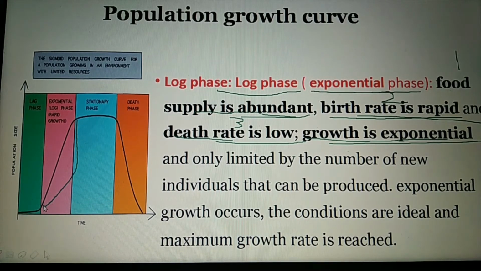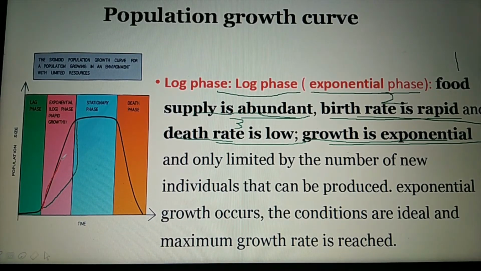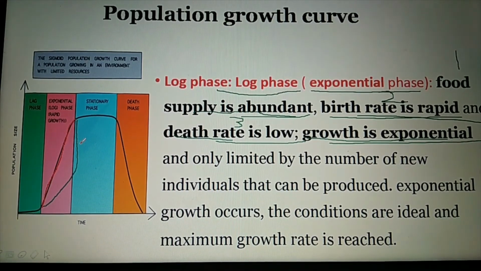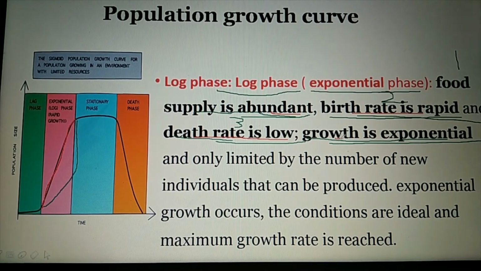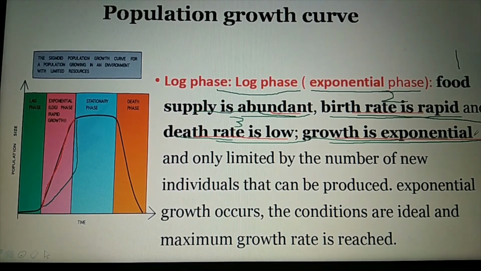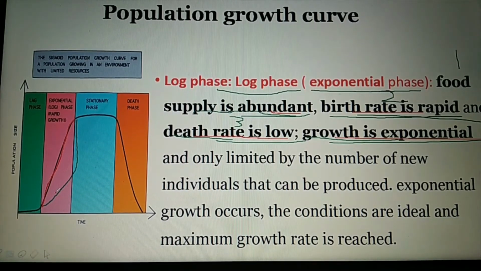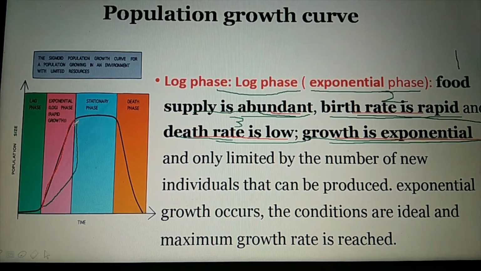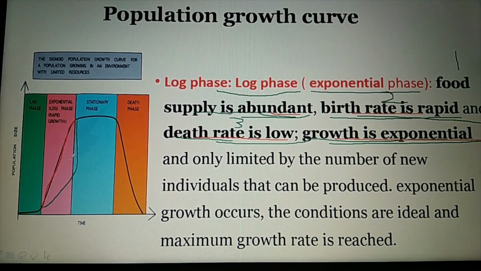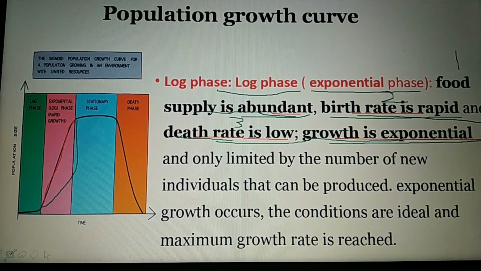If you look at this graph, I already highlighted the phase. This phase is known as the exponential phase, E for exponential. And in this phase, what do we have? There is abundant food supply. Number one, the birth rate is rapid, very fast, and the death rate is low. So the growth is exponential. The growth is rapid. You see? There is a very high growth rate here. Can you see it? So in the exponential phase, the growth is much.